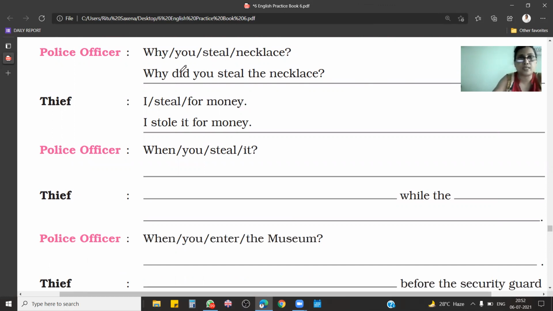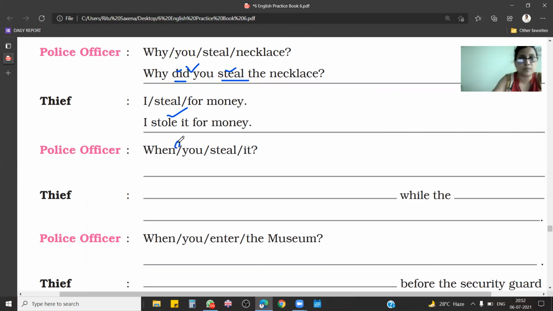Why did you steal the necklace? Just mind it, did is for past tense, and this is the root verb, the base verb. When you ask a question in past tense, did is used. So, how did you steal the necklace? I stole. The action has already been taken, the robbery is already done. So the question is asked in past tense and the answer is also in past tense.